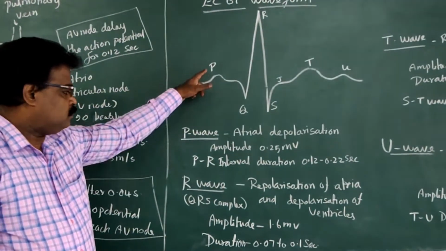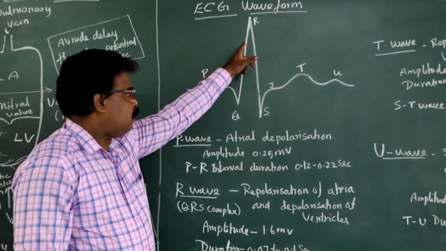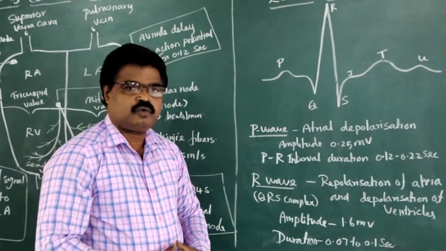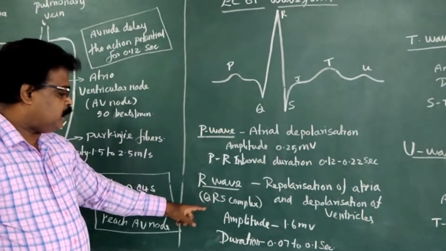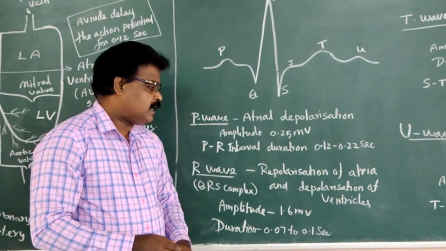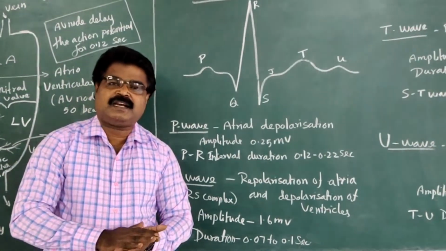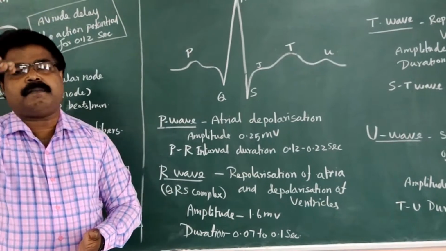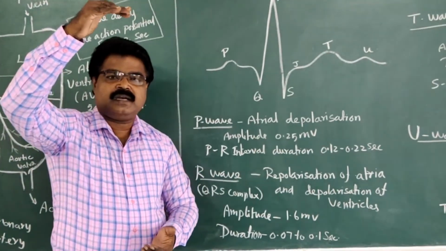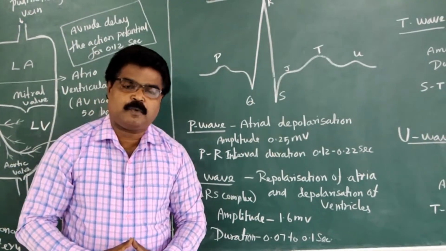The amplitude of the P wave is 0.25 millivolt. The PR interval, not P to R interval, has a duration of 0.12 to 0.22 second. Next is the QRS complex. This is due to repolarization of the atria and depolarization of the ventricles. What is repolarization? Once the cell comes to the excited state, it comes back to the original state. The excited cell comes back to the resting state, the change from action state to resting state, that's called repolarization.